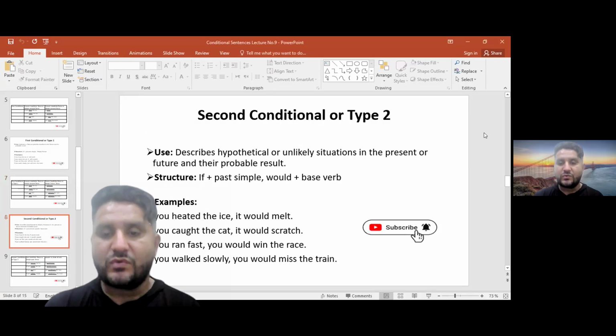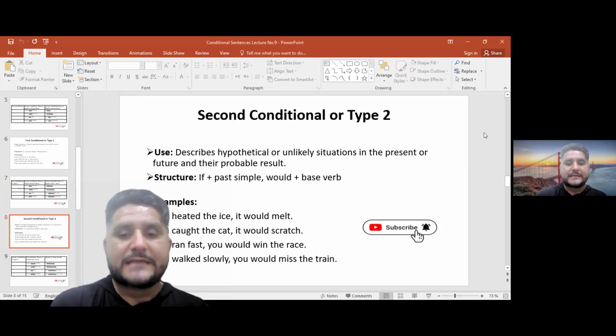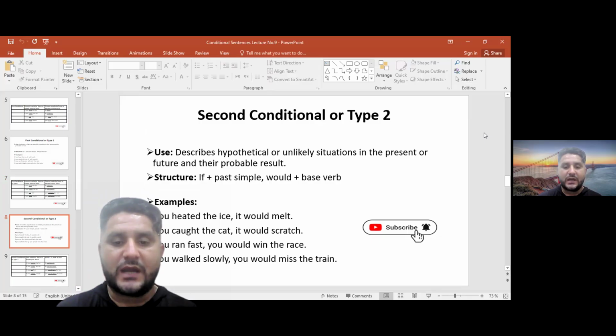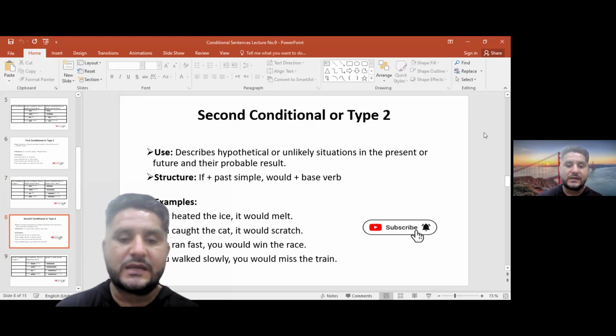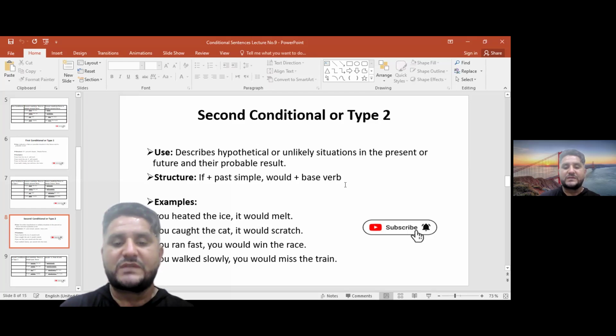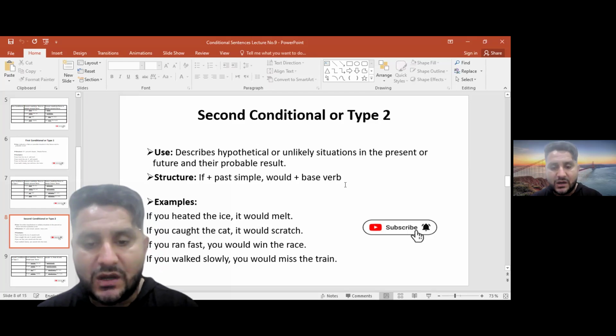Further, we move towards second conditional, or type 2. It describes hypothetical or unlikely situations in the present or future and their probable results. The structure is: the if clause is in the simple past or past indefinite, and the main clause is in would plus the base form or first form of the verb. So, same examples now here.